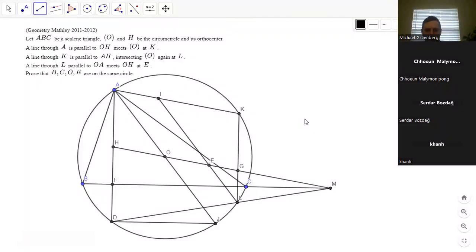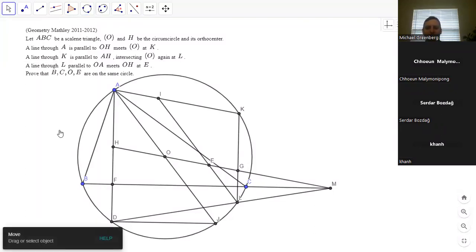So to prove that BCOE is cyclic, we can see that MB times MC is equal to ML times MD. So we just need to prove that DOEL is cyclic. And we see that angle OEL is equal to angle HOA, because AO is parallel to LE, and angle HOA is equal to OAK. And we have OAK is equal to ODL, because KL is parallel to AD. So we are done. That was very short.